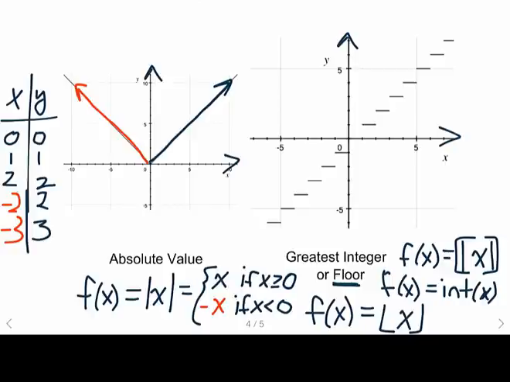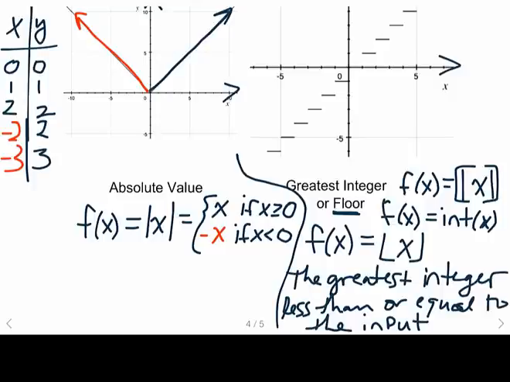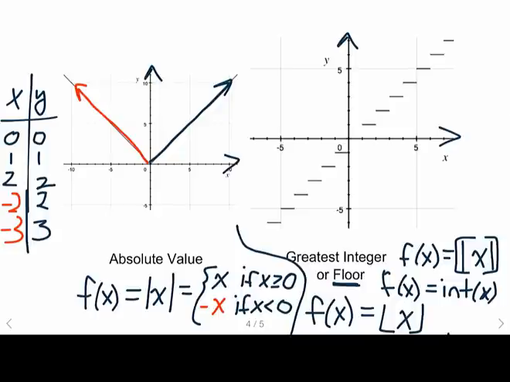Let's move on to the greatest integer function. The greatest integer function can be described as the greatest integer that is less than or equal to the input. So let's see what this means. X and y. Suppose we consider 2.1 or 2.5 or 2.9.